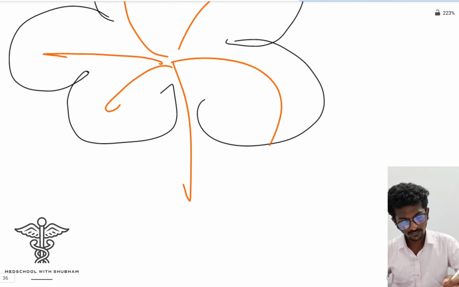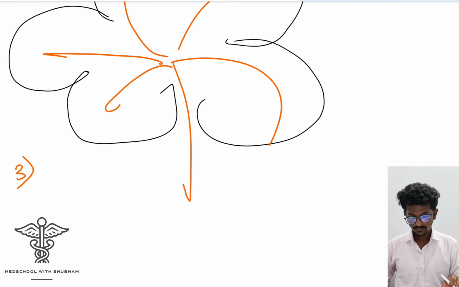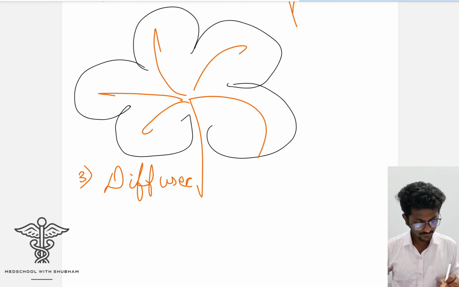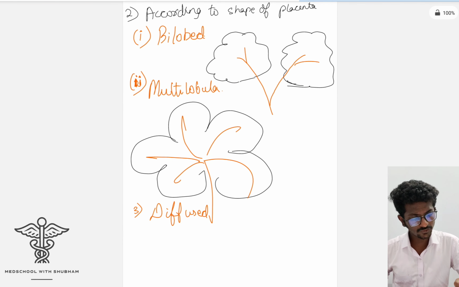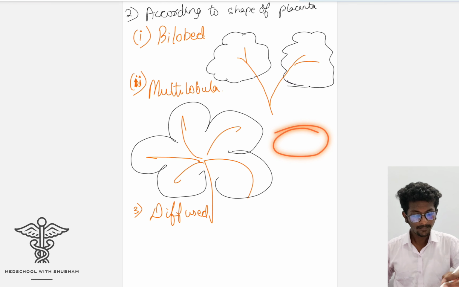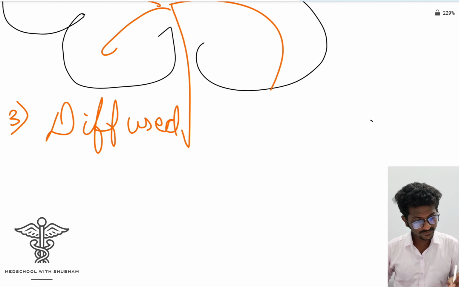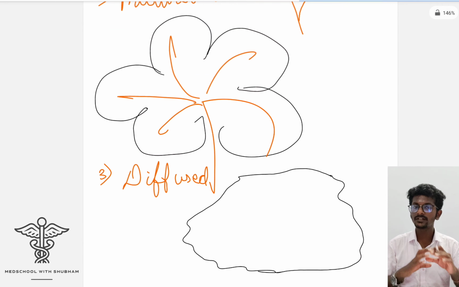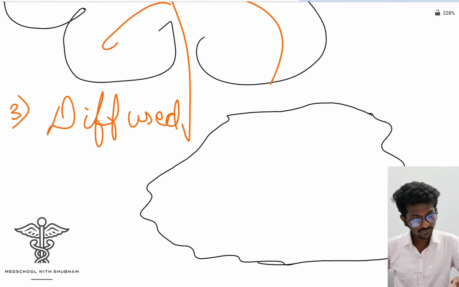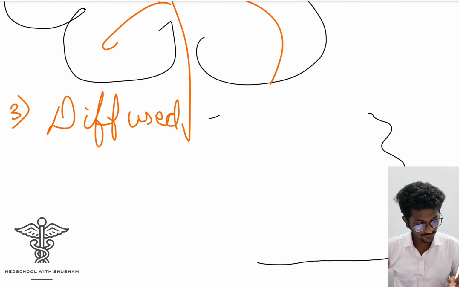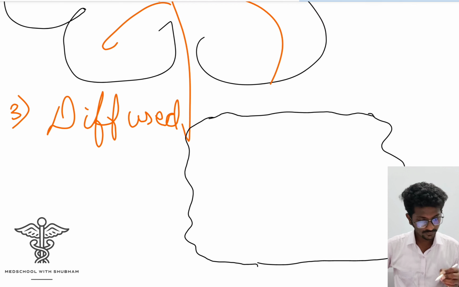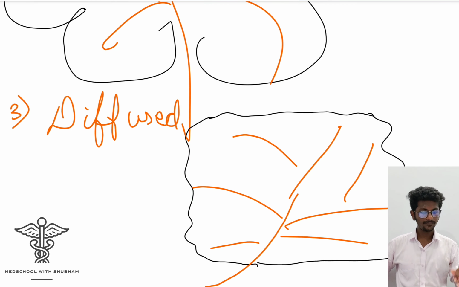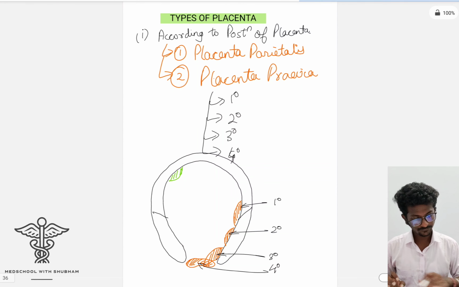Then the third one is the diffused placenta. As I said, the placenta should be discoidal in shape, but in diffused placenta, the placenta is just diffused in any shape. It is just diffused over the decidua basalis. Mostly it is roughly rectangular in shape, and this will be the blood supply over there. So this is a diffuse type of placenta.